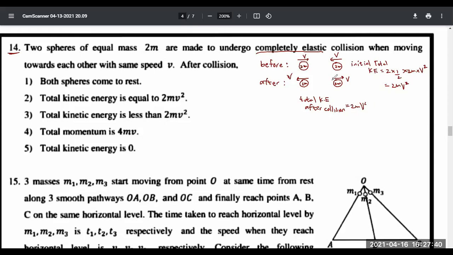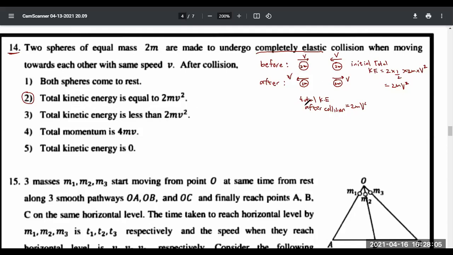Okay. Then the second one is the answer. Right. Now let's see why the other answers are wrong. Both spheres come to rest. It's wrong because if both the spheres come to rest, the final kinetic energy will be zero. That can't happen. Initially, there's kinetic energy. Since it's a completely elastic collision, after collision also the same kinetic energy should be there in the system.